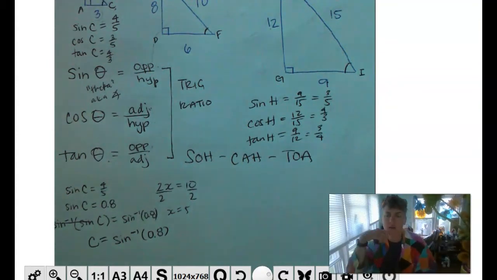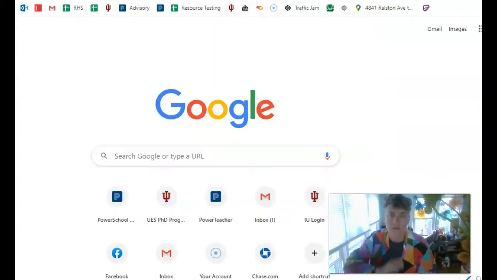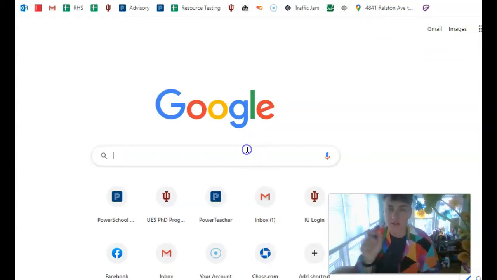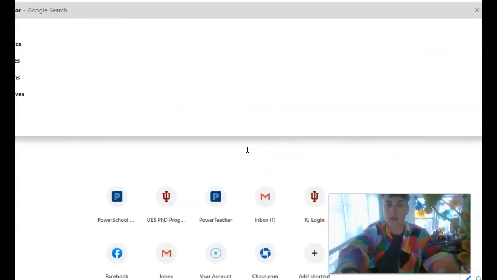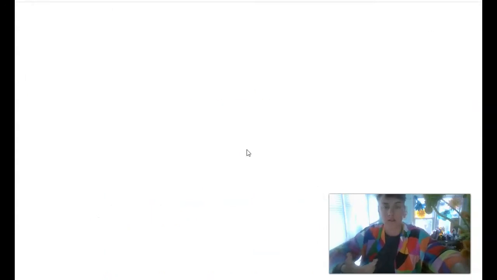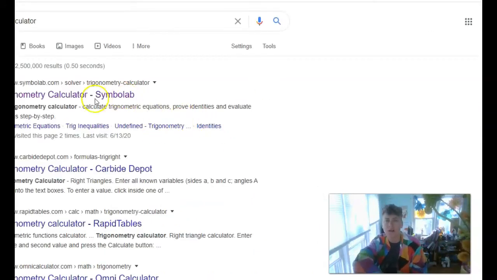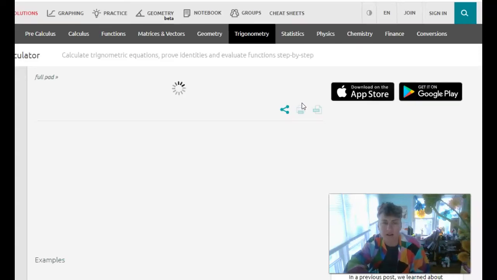Or we're going to go check out the internet. We go over to Google and we say, Google, I need a trig calculator. Someone else has searched for that already. Cool. Symbolab has all kinds of awesome math tools. I used Symbolab like in college. All kinds of good stuff here.